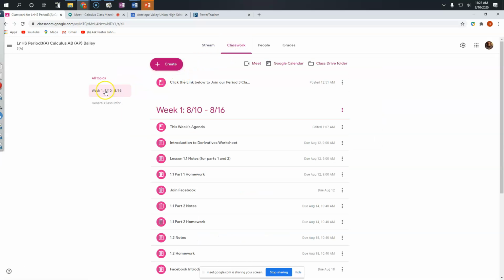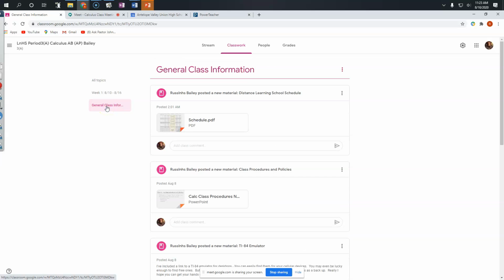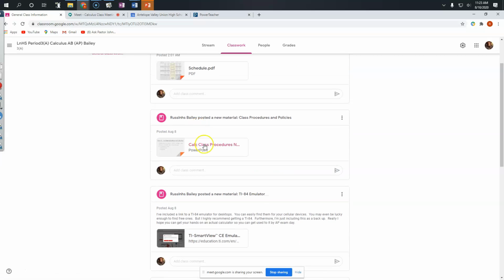Okay? On the Classwork tab, you can look over here on the left and you see categories. So you see we've got this one category here that says Week 1. You have another category that says General Class Information. So I'm going to click on the General Class Information tab here real quick. And it takes you to all the stuff that's in that category. So some of the things I've provided here for you guys are the school schedule. So if you don't have the school schedule yet, you can click on there. I've also got included there the notes that I just went over with you guys if you ever want to reference those again.